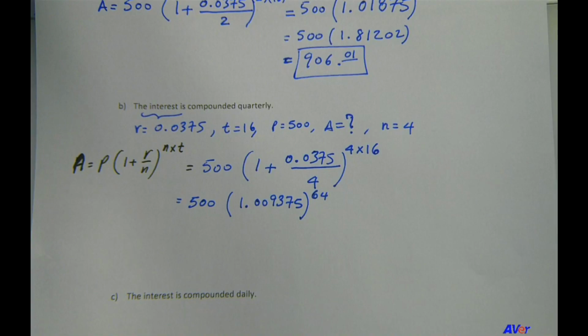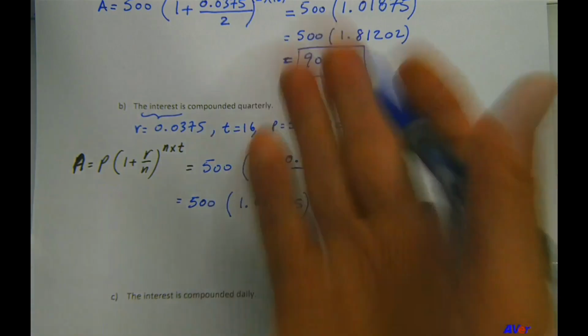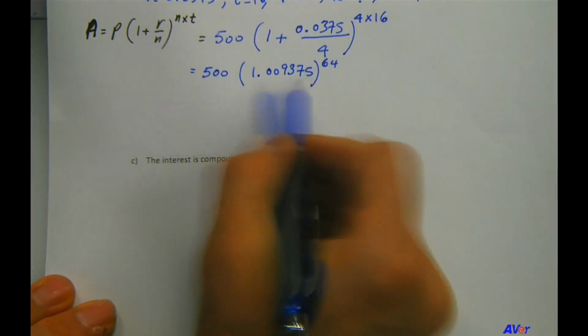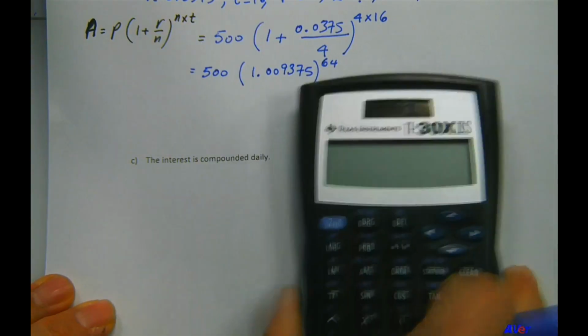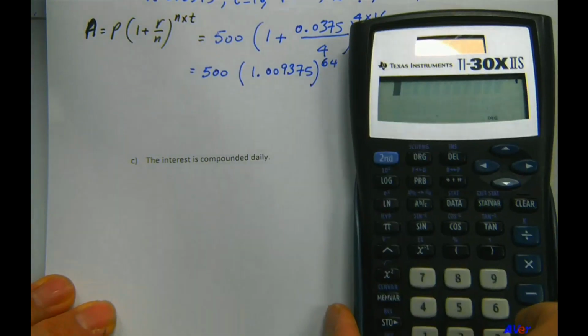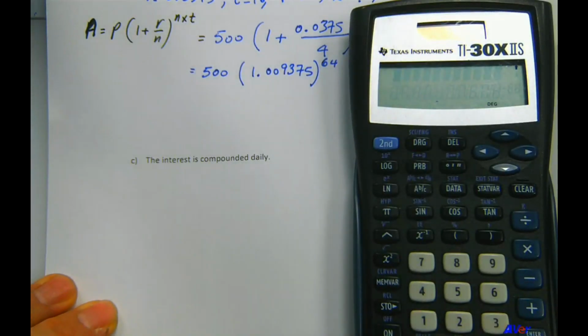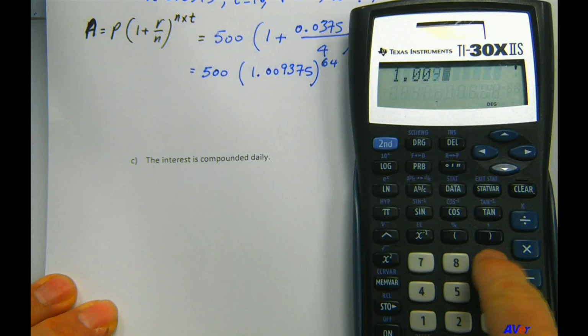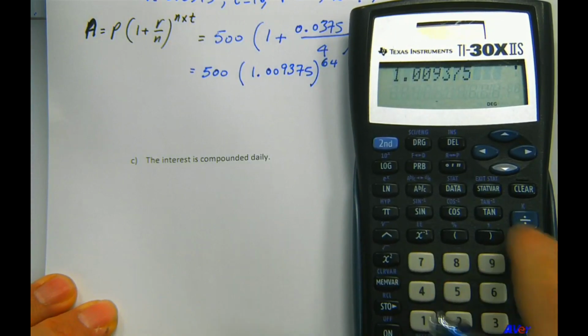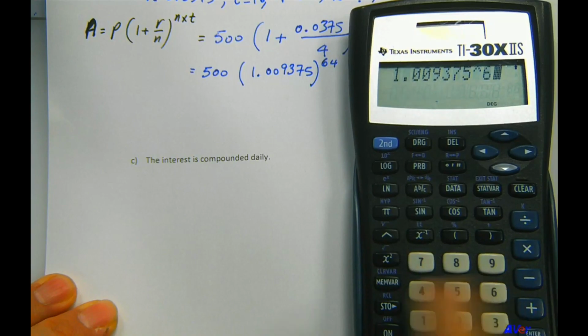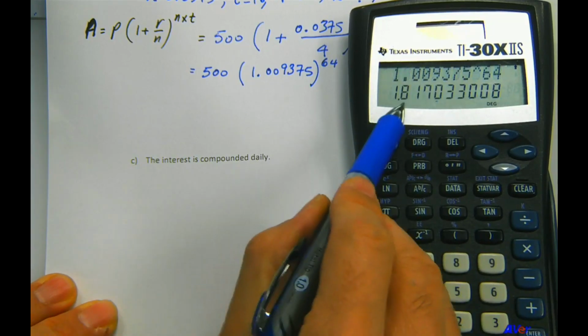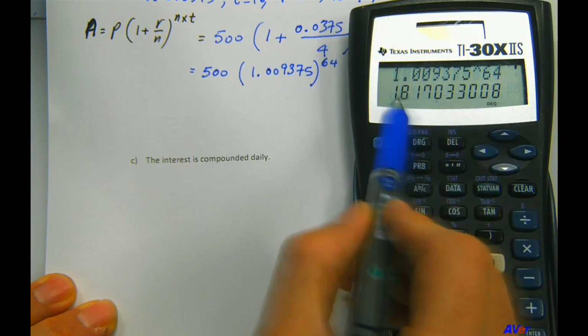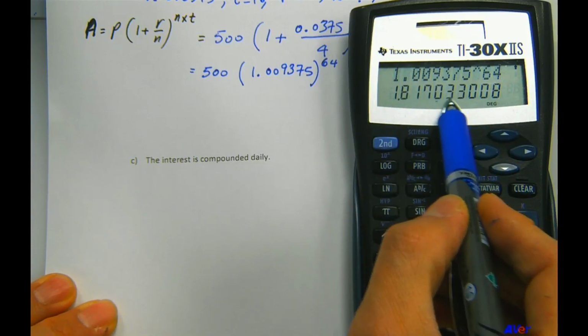Not by much, because the original investment was small. It was only $500. Nonetheless, this amount is going to be higher than what we had in part A. Okay, so now I'm going to raise this quantity to the 64 power. All right, so we have 1.009375. Raise that to the 64 power. What do we get? We get 1.8170. So I'm going to keep these numbers all the way to the first 3.